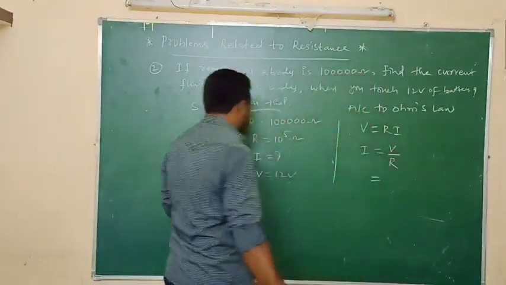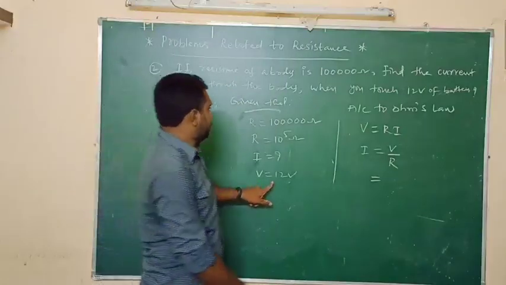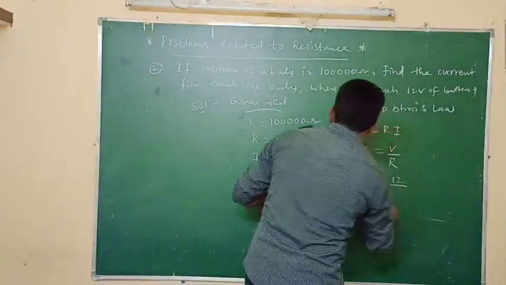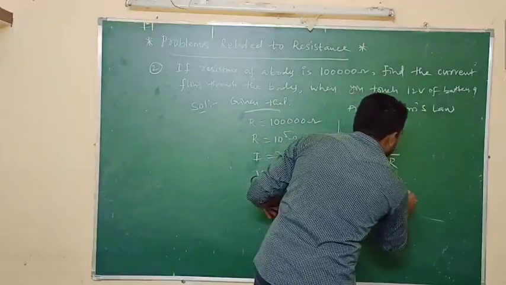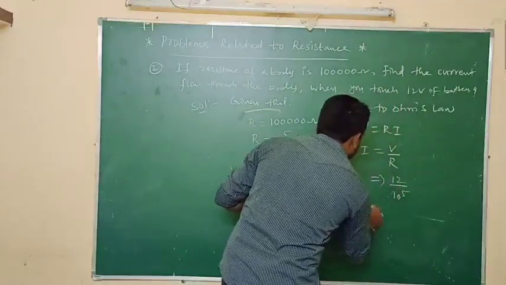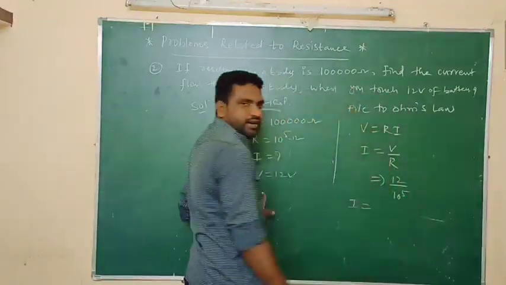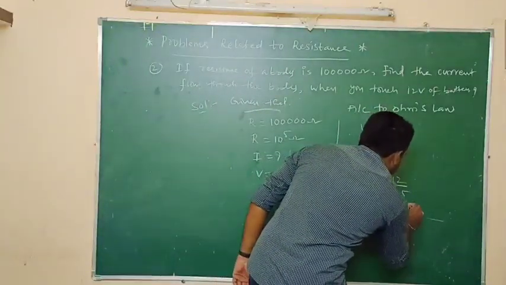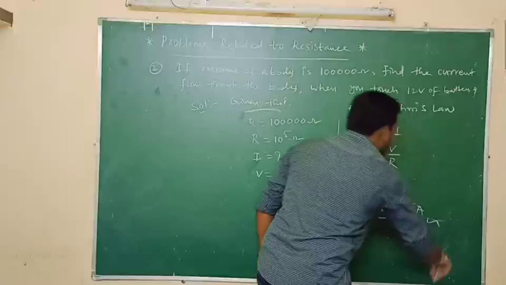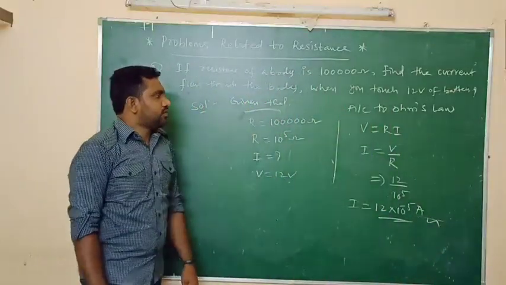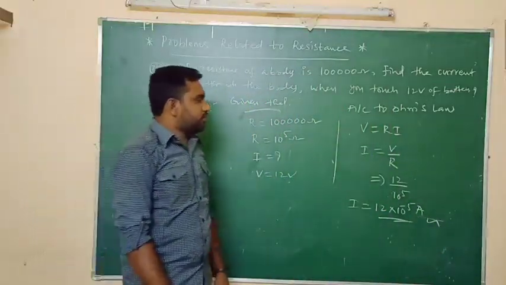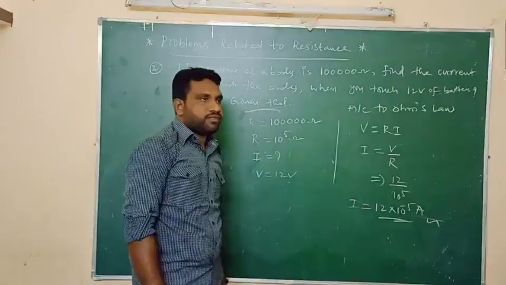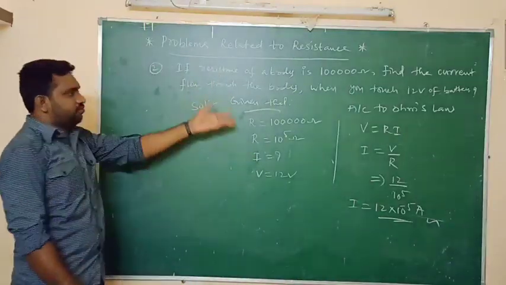Now I am going to substitute the values here. V is 12, resistance R equal to 10 to the power of 5. Then finally, if it goes upside, the power becomes negative. So current I equals 12 into 10 to the power of minus 5 amperes. So that is the answer. This is the solution of the second problem.